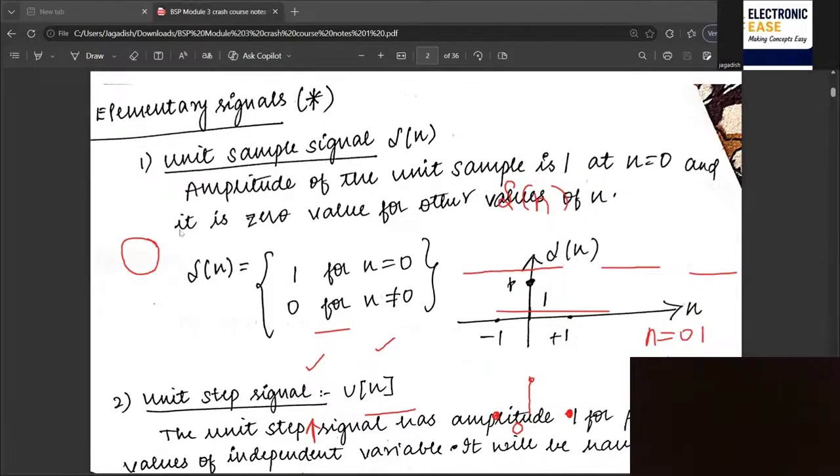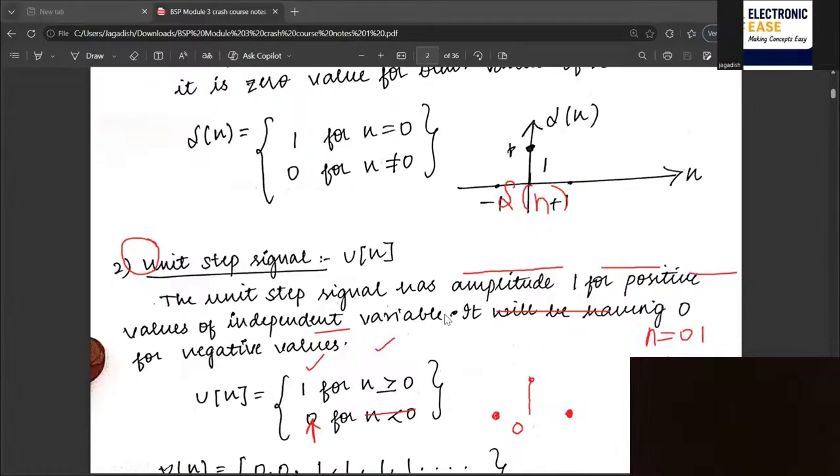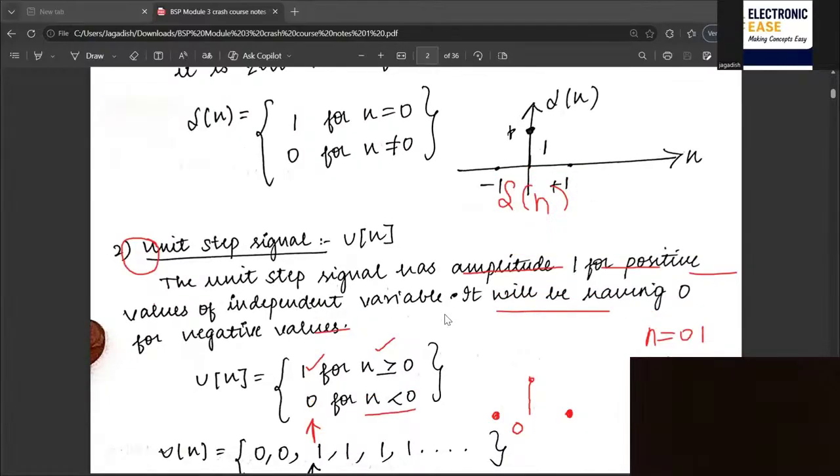Unit step signal means what, students? Unit step signal is denoted by u of n. It has an amplitude of 1 positive for all the positive values of n, and it will be 0 for the negative values including 0. So it will be having all the positive values. So I will tell you.